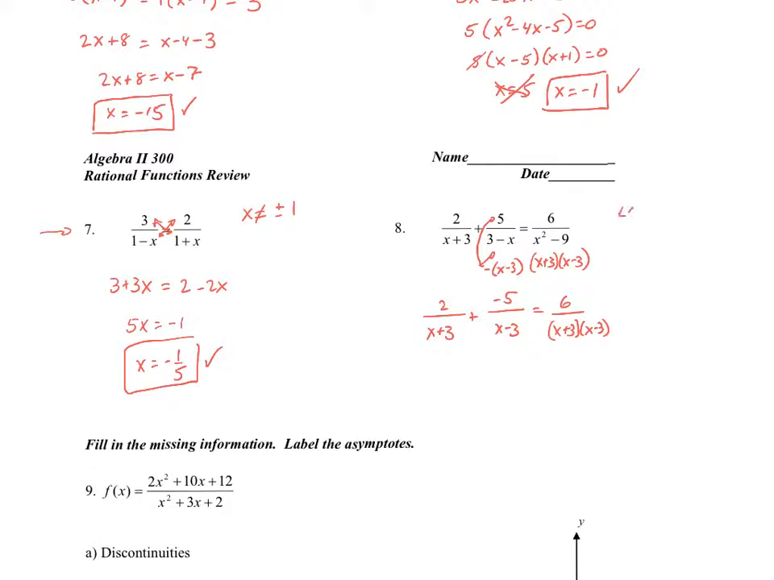So my LCD is x plus 3 times x minus 3. And I know that x cannot take on a value of positive or -3. Okay, so let's multiply the entire fraction by that LCD.